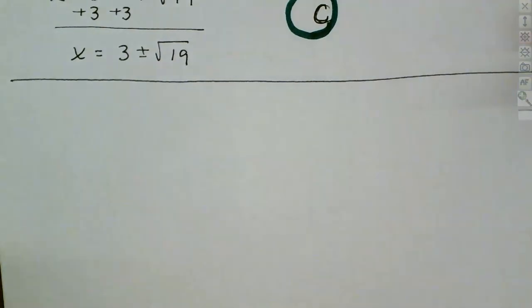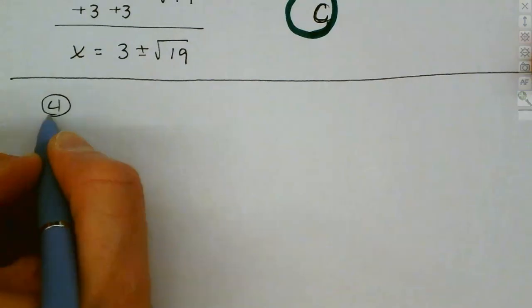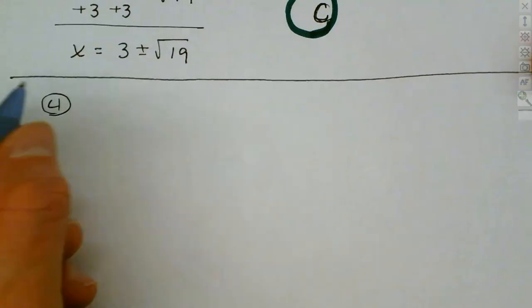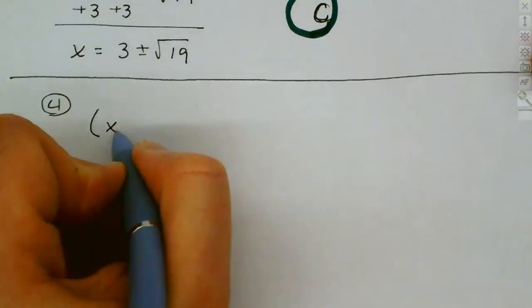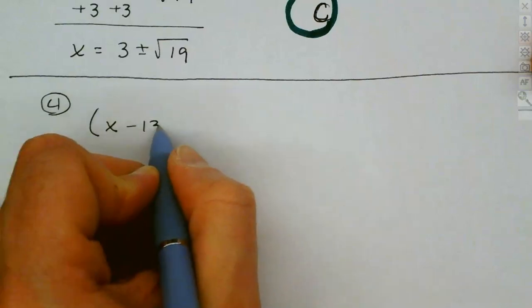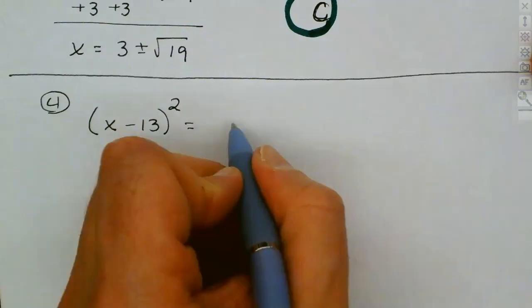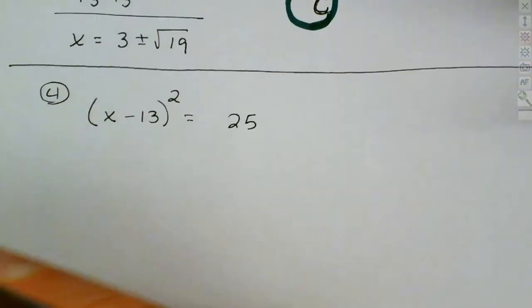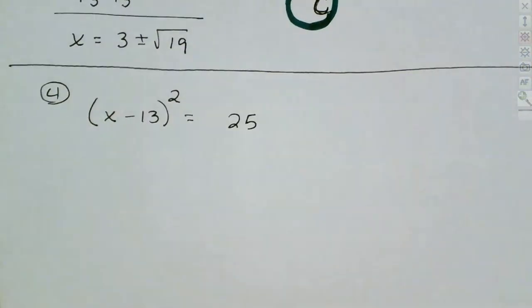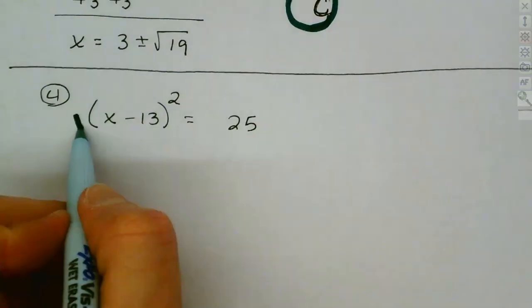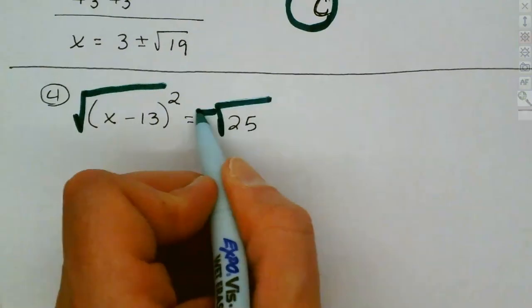Question 4. Question 4 is x minus 13 quantity squared equals 25. Well, what do we need to do? We need to get rid of that square. And what undoes a square? Square root. And plus or minus.